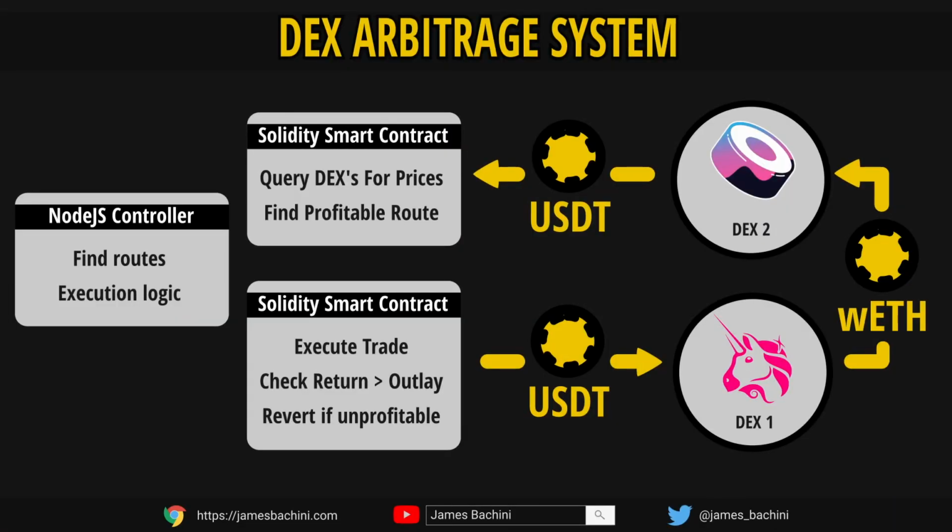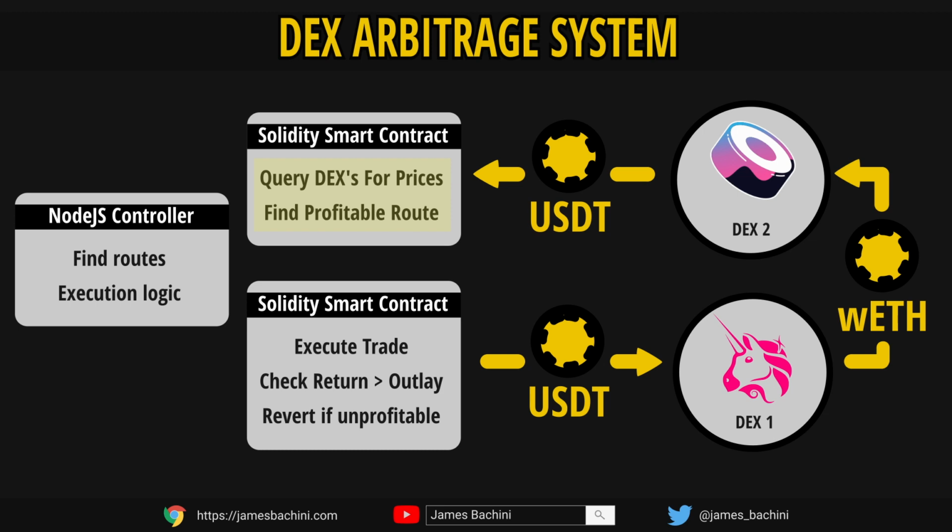Generally, between your controller and the decentralized exchanges that you want to trade on, you'd have a smart contract which you write yourself and deploy on the network yourself. This smart contract has a couple of purposes. The first is to query routes on the decentralized exchanges. You can provide a couple of different decentralized exchanges and ask, if I want to buy this asset on one and sell it on another, will that trade be profitable? How many tokens will I get back at the end of the trade?